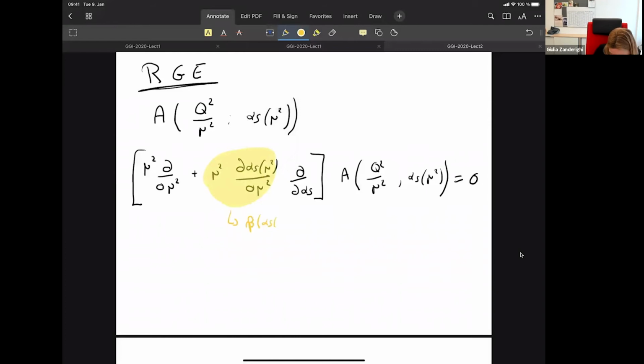So what this means is that if you know a quantity at one scale and you know the beta function, you can compute a given quantity in perturbation theory at any other scale. This is why the beta function is really fundamental in QCD. If you want to know something at one scale and you want to know it at a different scale, if you have the coupling and the beta function, you can compute this.